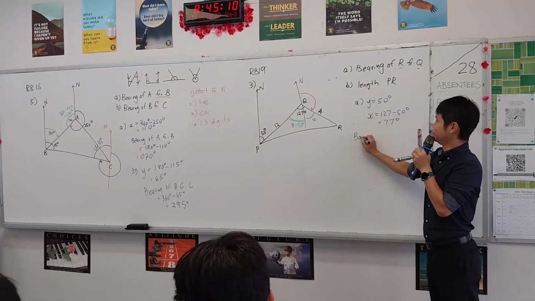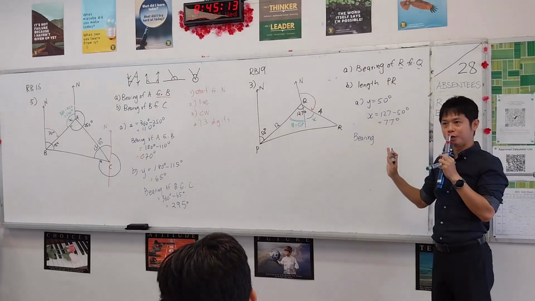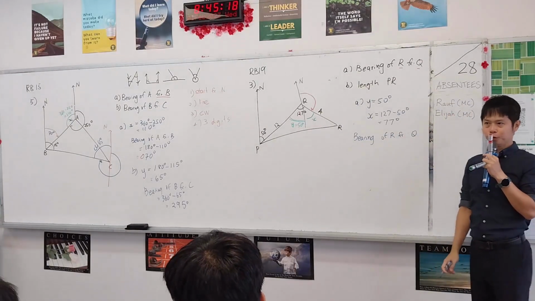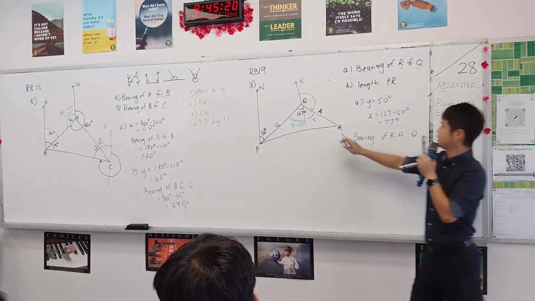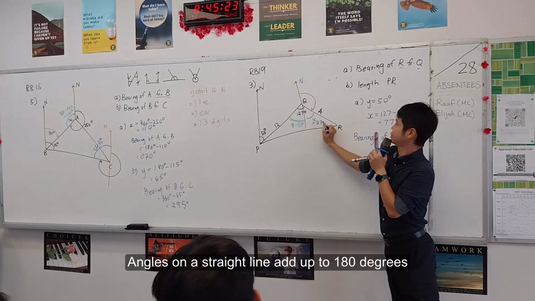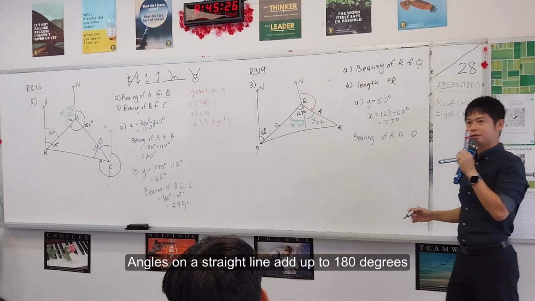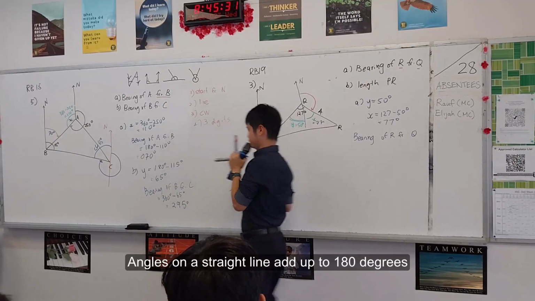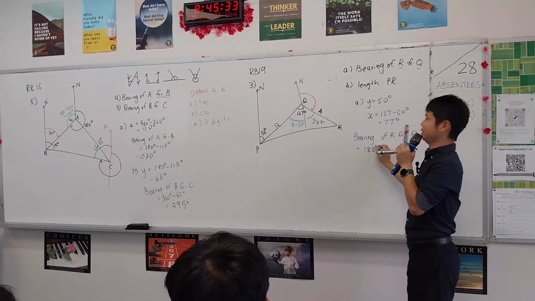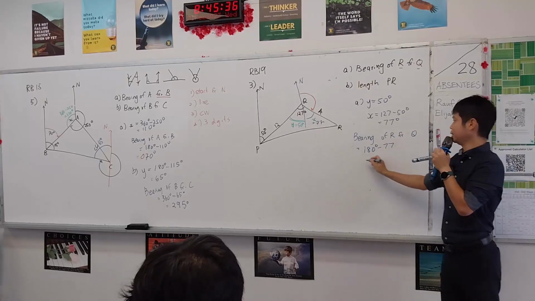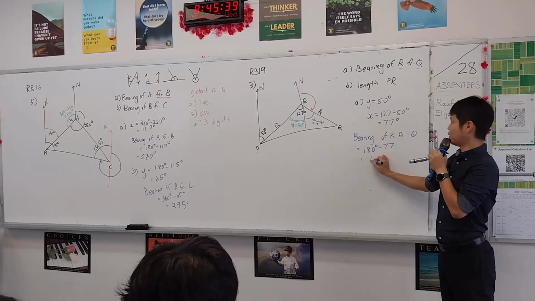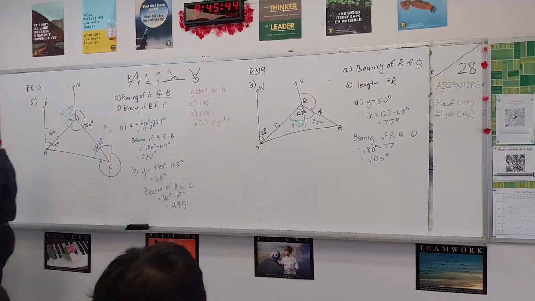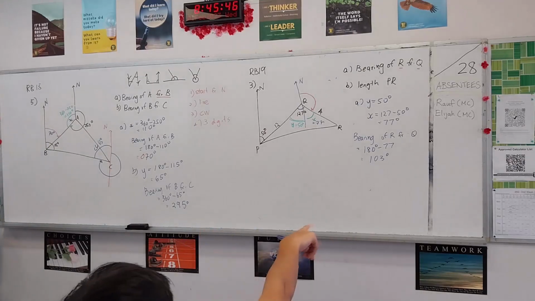Okay, finally, the bearings. This is the last part on bearings already. The bearings of R from Q. What must we do? This is 77. So how do I find the red color part? Here. You use 180 minus 77, angles on a straight line, and the answer is 103. Okay, so that's multiple steps that we need in order to get the bearings.